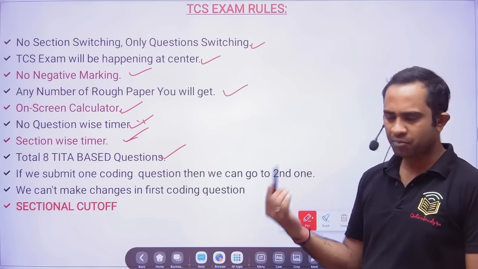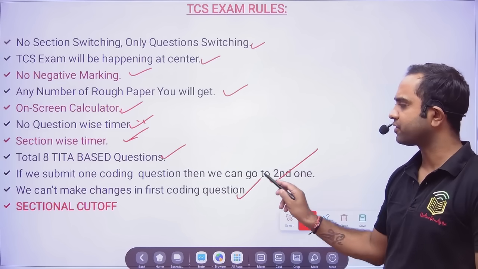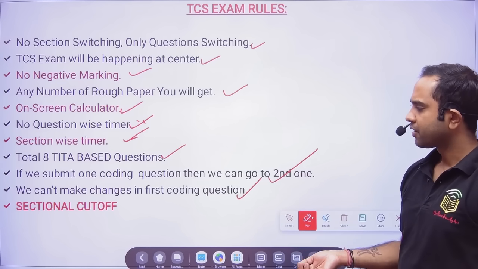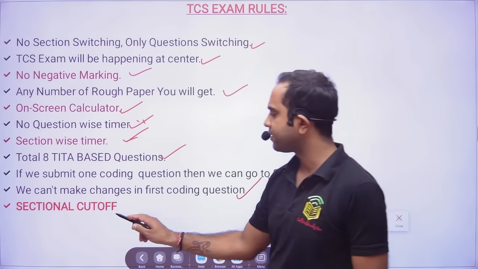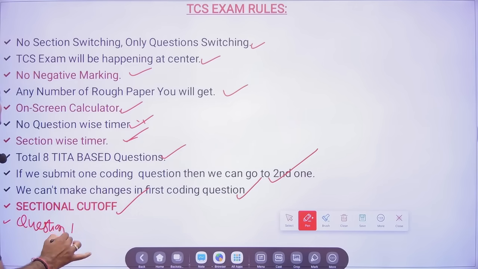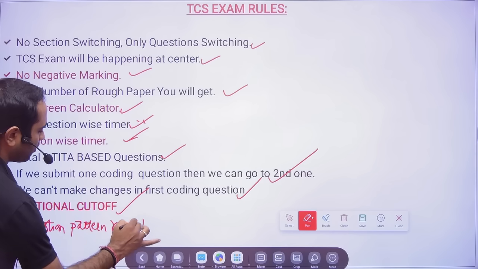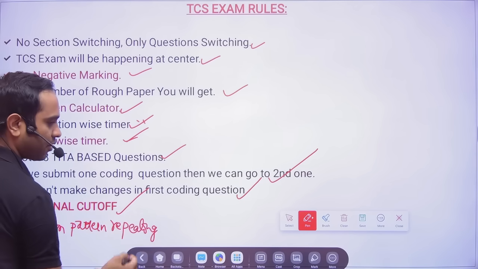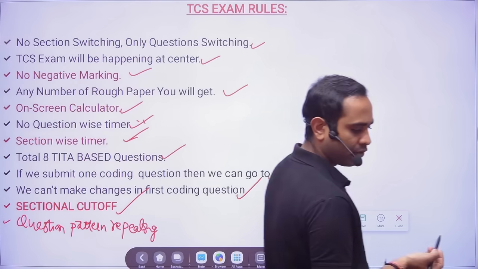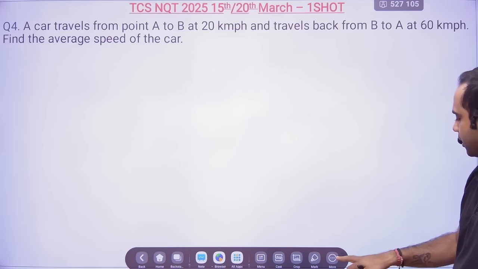Coding-based questions are more than 8. If you submit one coding question, then you go to the second coding question. Once you move to the second coding question, you cannot come back. And there is a sectional cutoff. And one more thing friends, questions are repeating actually. The question pattern is repeating now. So this is a very good opportunity friends. This year you will be easily able to clear, because the pattern of the questions is repeating.